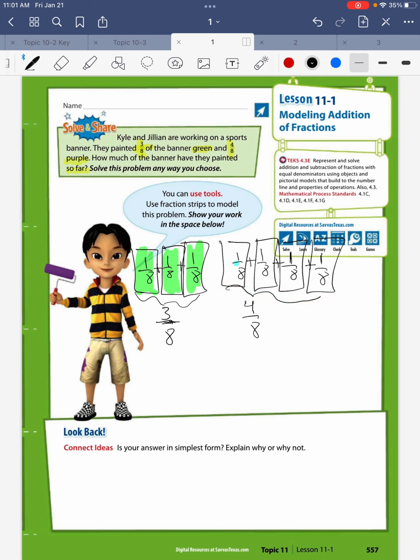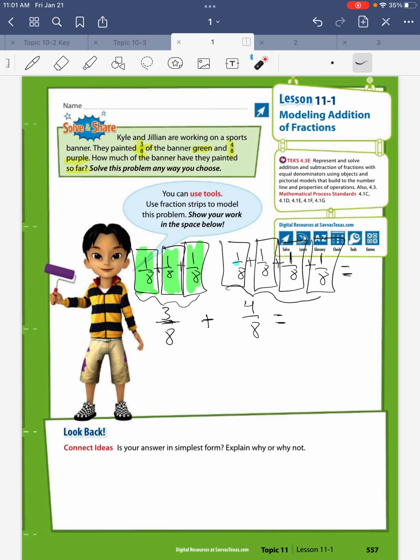So they want us, if we look, it says, how much of the banner have they painted so far? So they painted it green, they painted it purple. How much have they painted it so far? So we're gonna add, because we're looking for the total. How much have they painted already? Okay, so I'm gonna add these two fractions, and I'm gonna do it here.